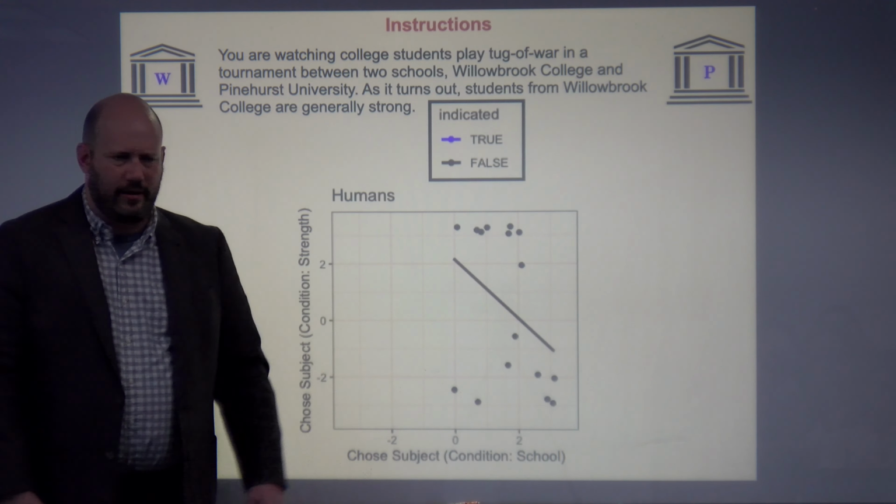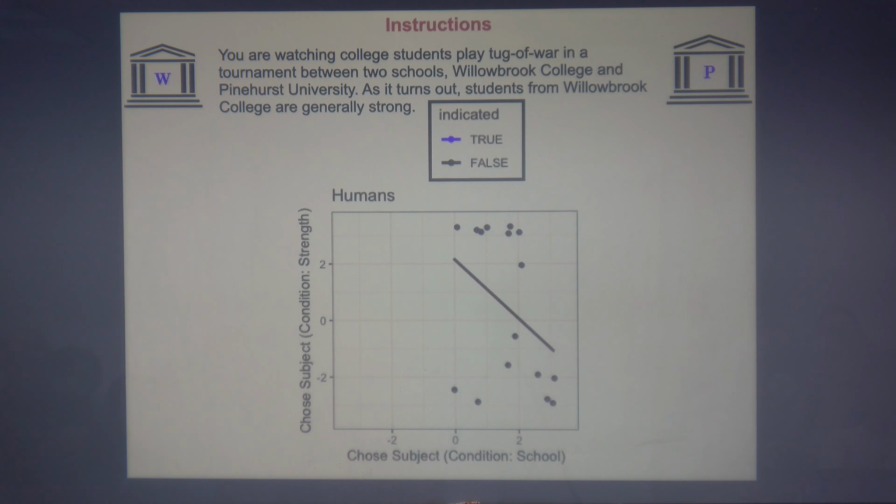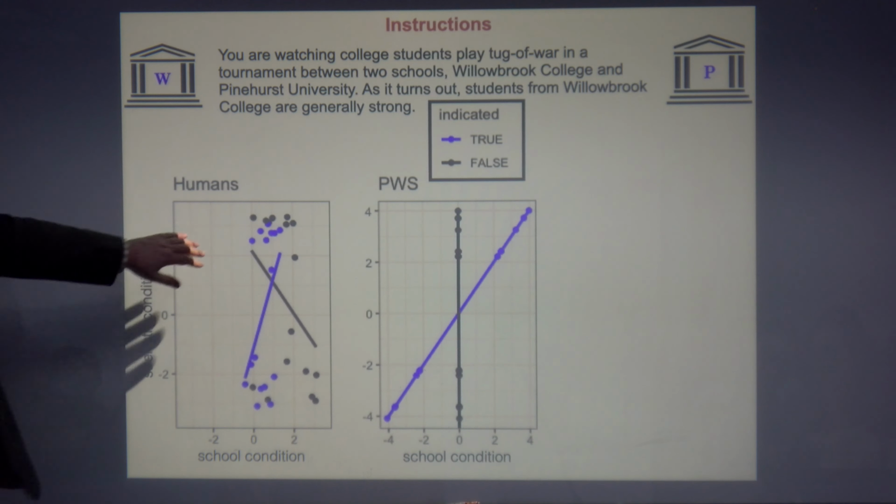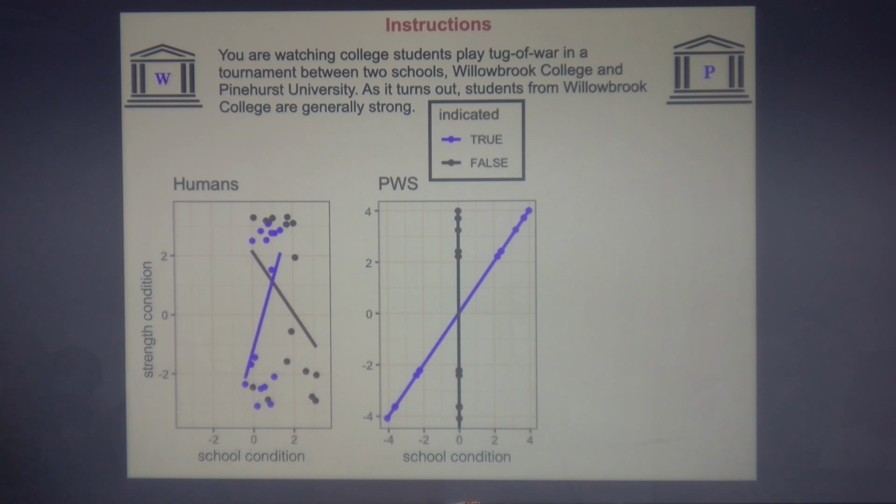It actually turns out to be an anti-relation. I have no idea why. But once we tell them that Willowbrook College students are strong, you get this nice positive correlation, exactly like you would expect. They're treating that sentence, Willowbrook College, as if it were the same thing as saying that somebody is strong. So this is probable world semantics, it gets a lot of that, right? It doesn't have this weird anti-correlation that I don't understand.